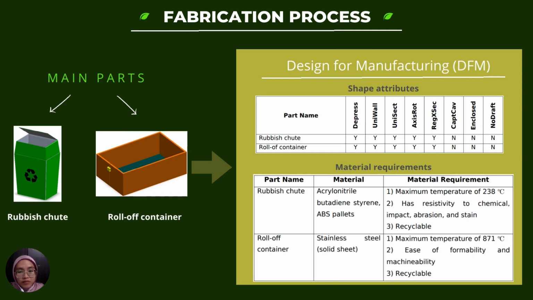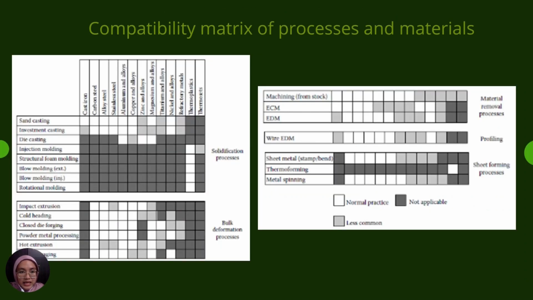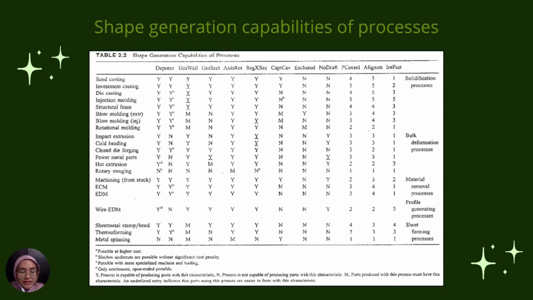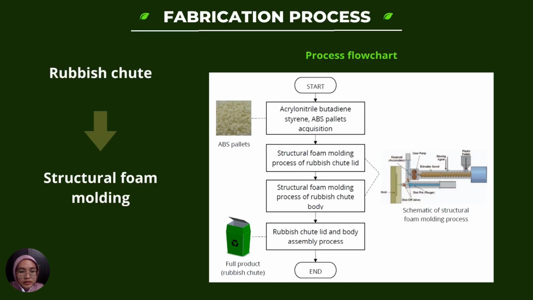We implemented the design for manufacturing, or DFM, where we first determine the shape attributes and the material requirements for both parts. Then, we implemented the compatibility matrix of processes and materials, where each material has its own corresponding manufacturing processes. Then, the outcome of the compatibility matrix is narrowed down with the shape generation capabilities of processes to determine the final fabrication process. As for the rubbish chute, structural foam molding will be utilized as the fabrication process.